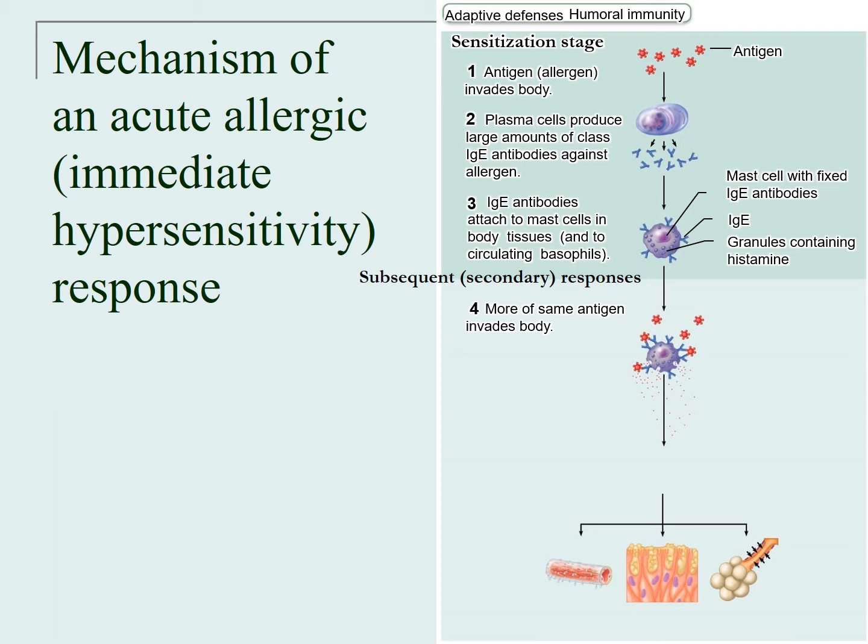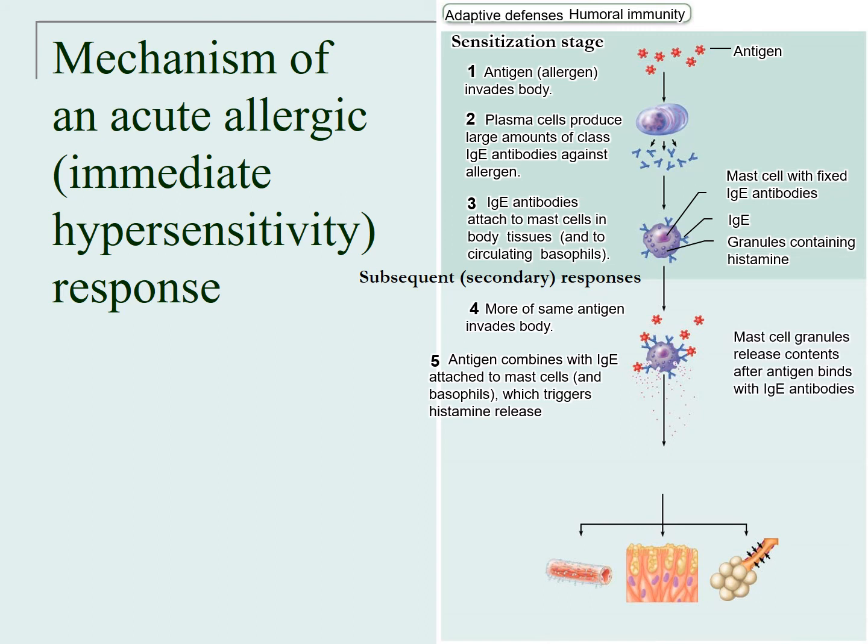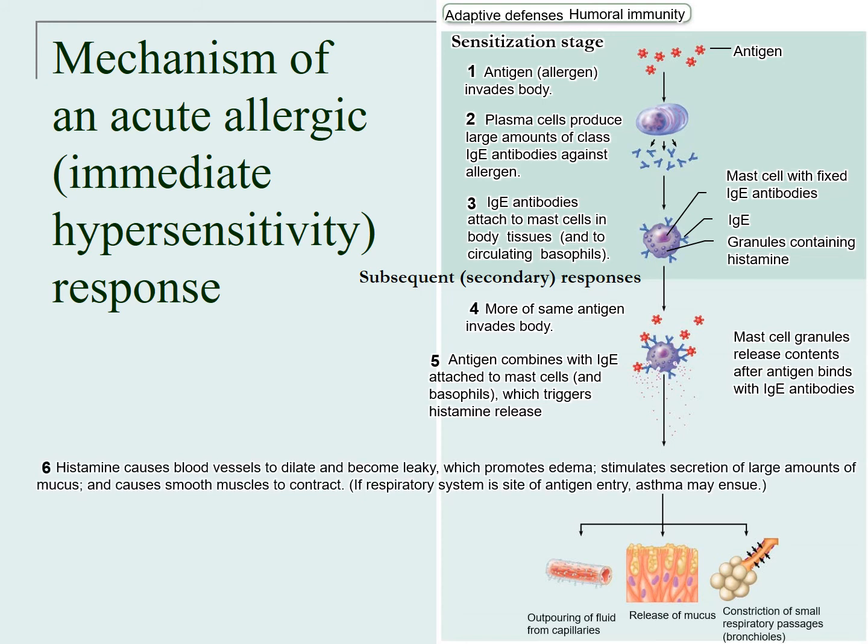And in a secondary response, when you have a second exposure to that same antigen, the antigen is going to combine with the IgE antibodies that are already attached to mast cells and basophils, and you're going to get a massive histamine release. This histamine release comes from mast cell granules, which release their content after the antigen binds to the IgE antibodies. So the histamine is going to cause blood vessels to dilate, become leaky. This promotes edema. It causes secretion of large amounts of mucus. It causes the contraction of smooth muscle. And so these are definitely conditions that set up for asthma or a potentially fatal bronchoconstriction.